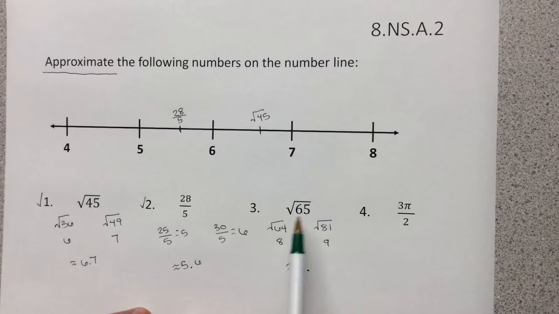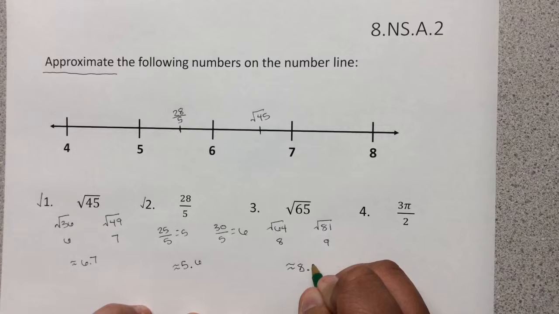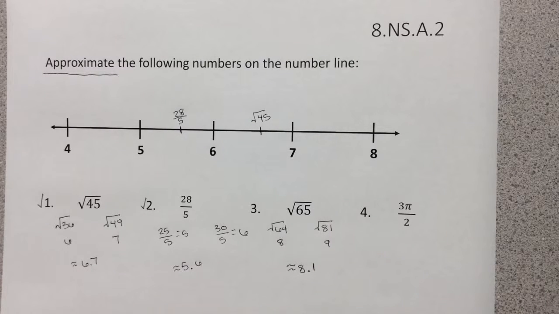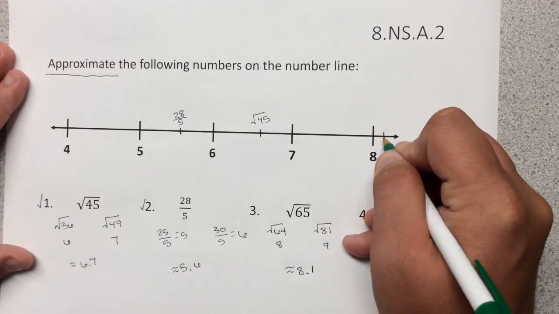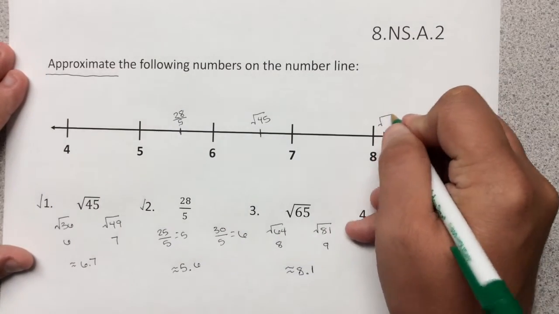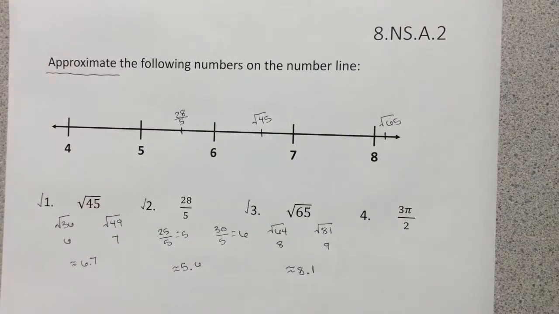So since 65 is just one more than 64, I can be very confident in saying that the square root of 65 is going to be about 8.1. It could even be less than that, 8.0 something, but it's going to be just a tad bit past 8. So I have my number line here. I find 8. I can make my mark, and that is the square root of 65. Done with problem number 3.